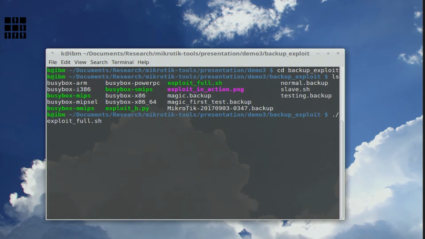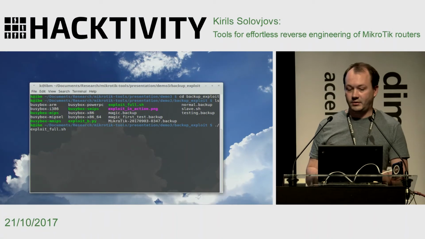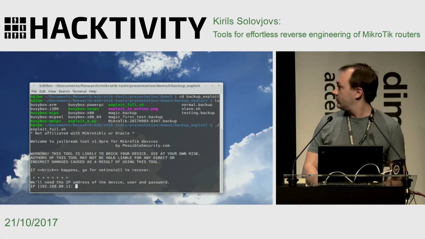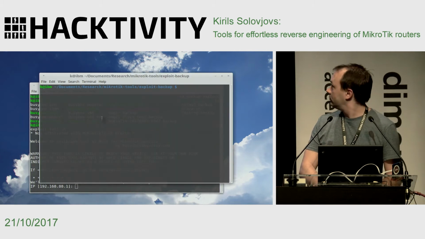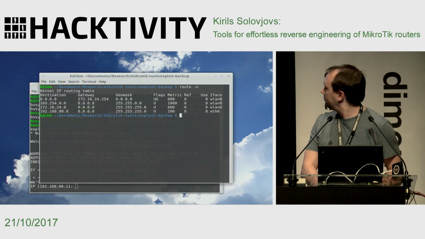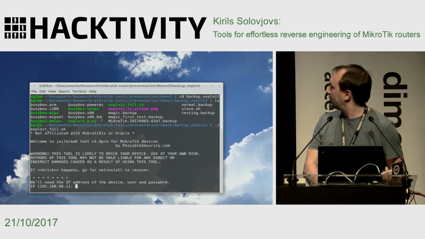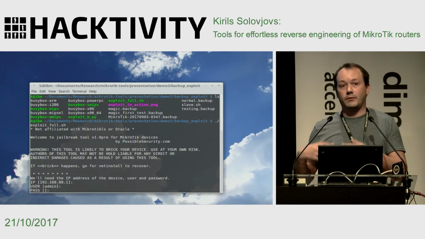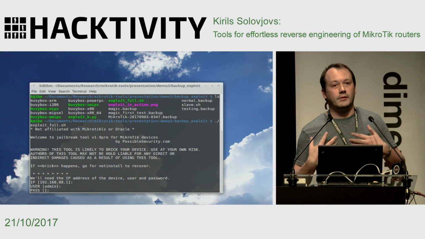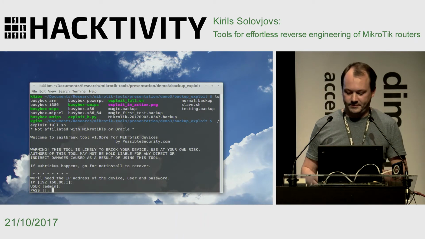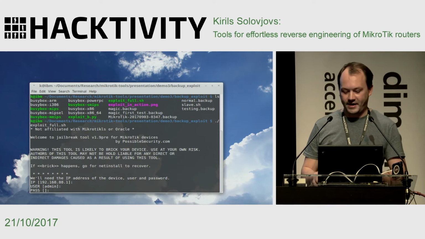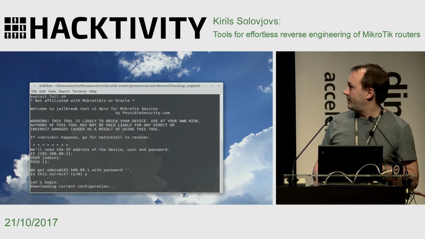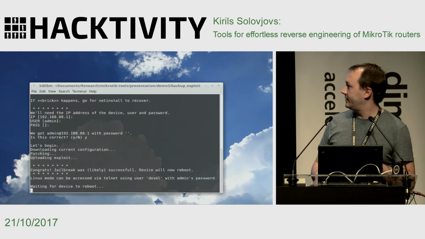We have exploit_full.sh. In a similar fashion as the virtual appliance, we need to specify the IP address. I would guess it's this one. The username and the password. Now, this will not allow you to get the password because, of course, it's doing it over the network. That would be a huge hack if we did that, right? And then it begins the jailbreak process, and it's done.